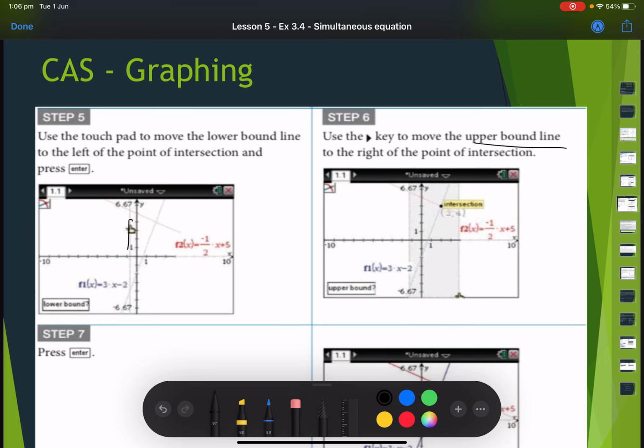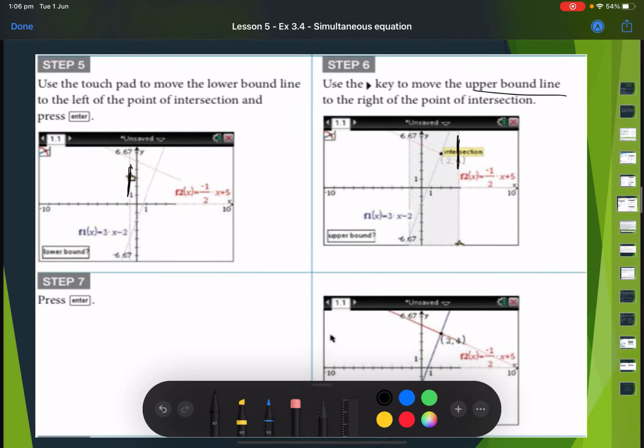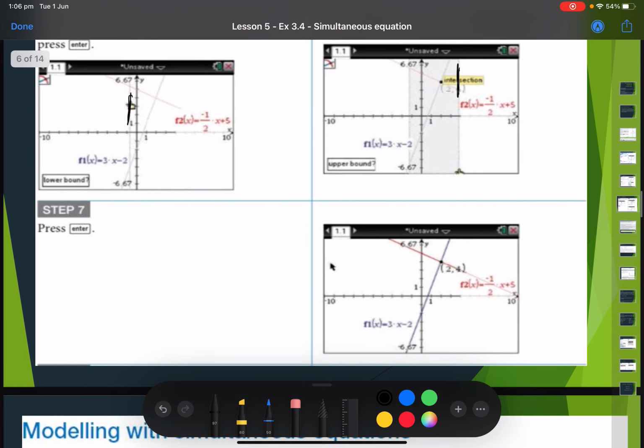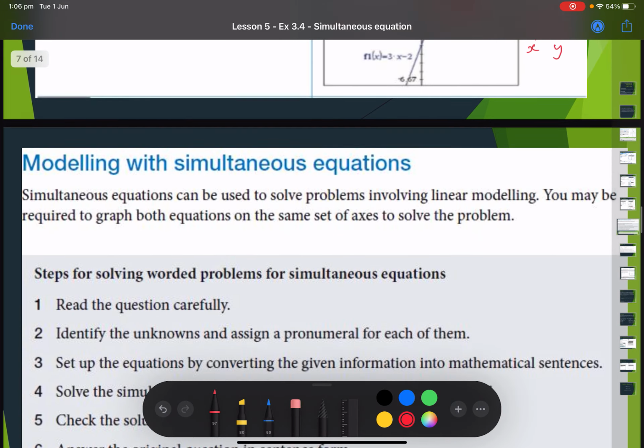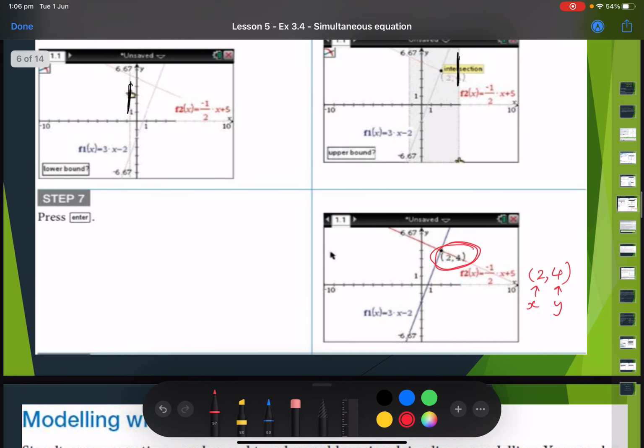So on this side we're looking towards the left, on this side we're looking towards the right, and then we're clicking enter. And what should come up is our intersection point, which is 2, 4. So if our coordinate is 2, 4, that means we have an x value of 2 and a y value of 4. Okay, so that is how we get our answer using our CAS.